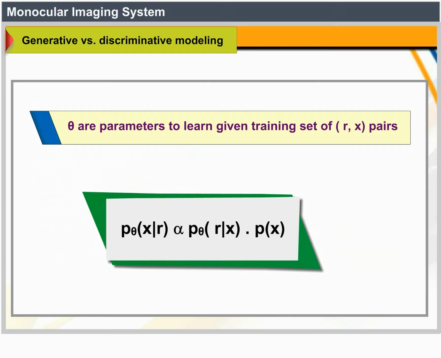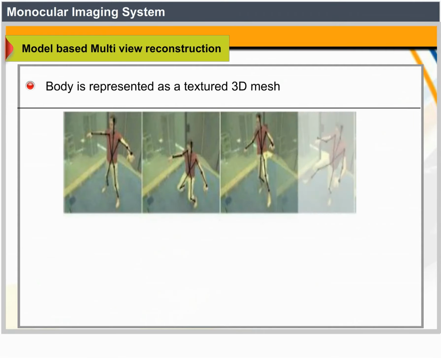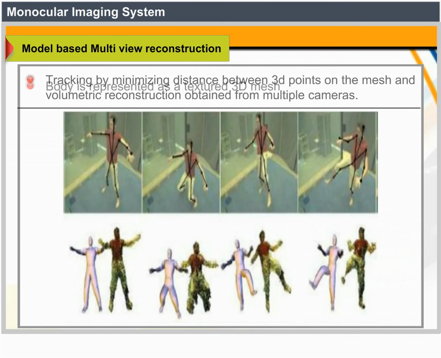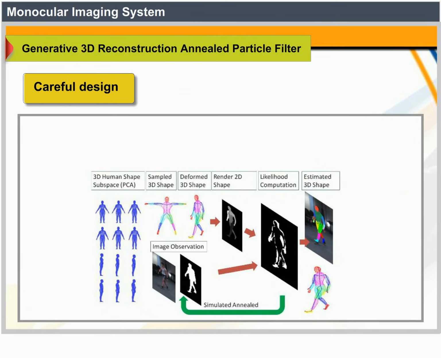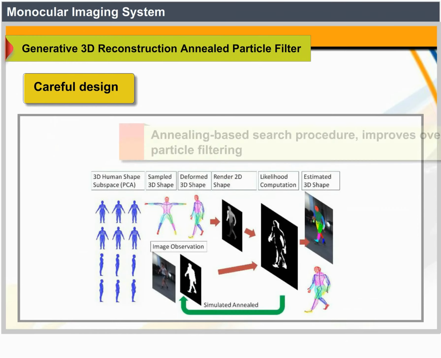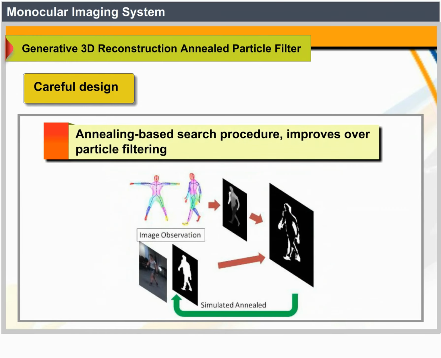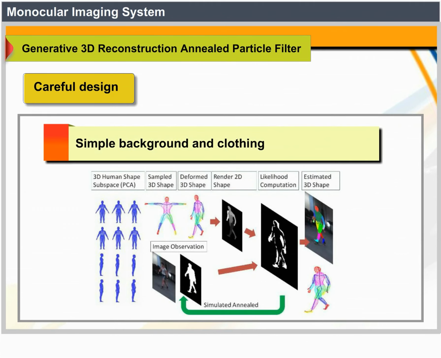Model-based multi-view reconstruction. The body is represented as a textured 3D mesh. Tracking by minimizing the distance between 3D points on the mesh and the volumetric reconstruction obtained from multiple cameras. Generative 3D reconstruction with an annealed particle filter. Careful design of dynamics and observation likelihood. The annealing-based search procedure improves over particle filtering. Simple background and clothing.